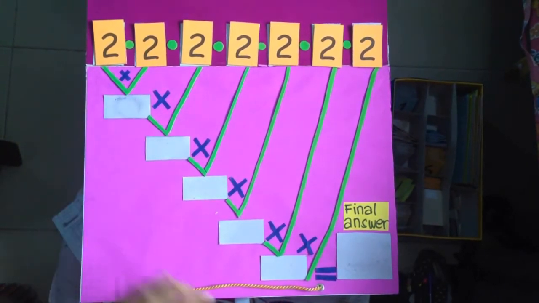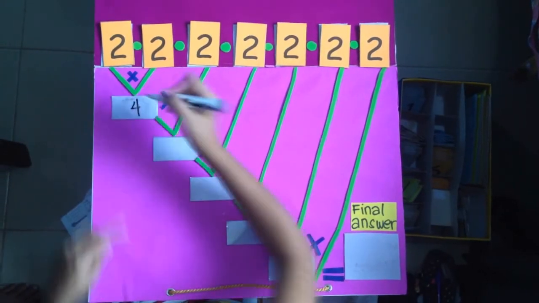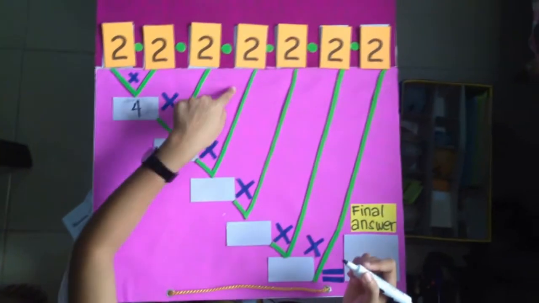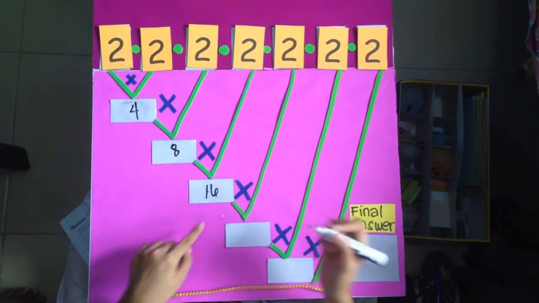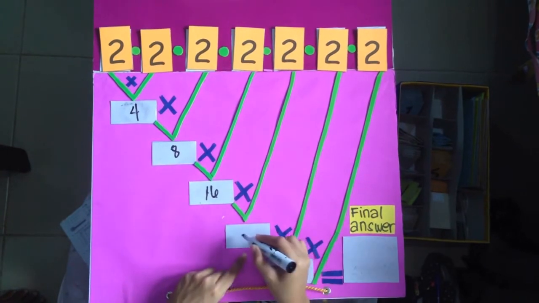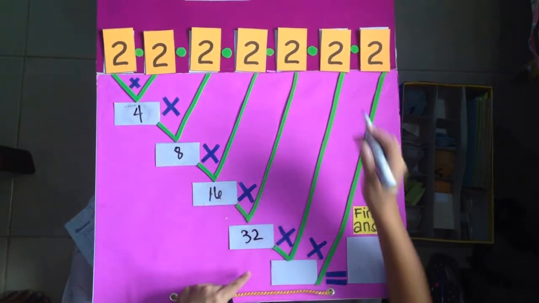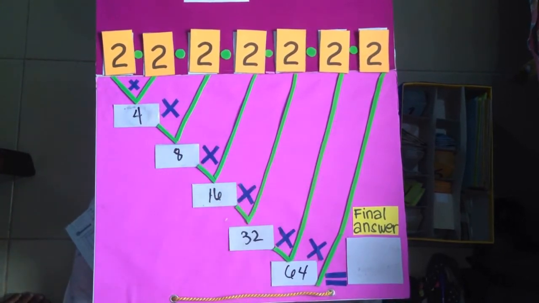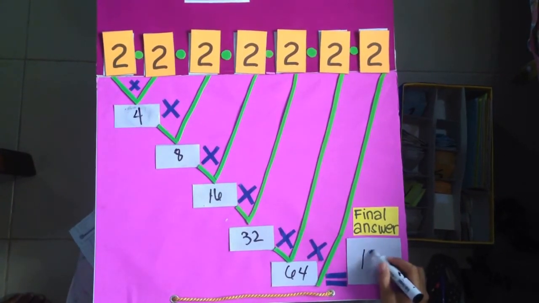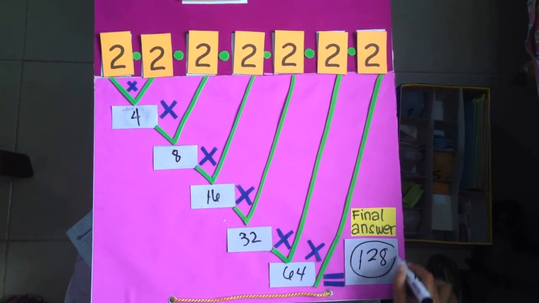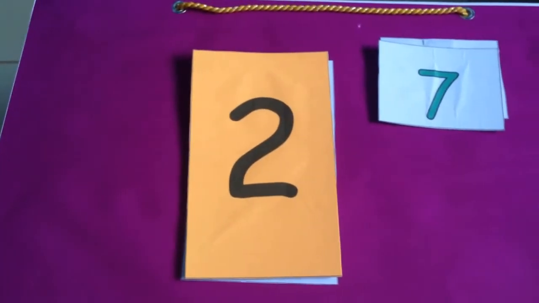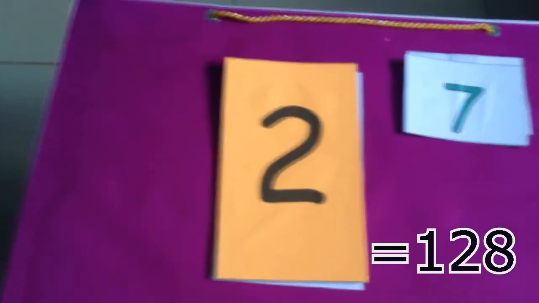2 times 2 is equal to 4. 4 times 2 is equal to 8. 8 times 2 is equal to 16. 16 times 2 is equal to 32. 32 times 2 is equal to 64. 64 times 2 is equal to 128. That will be the final answer. Therefore, the value of 2 raised to 7 is 128.